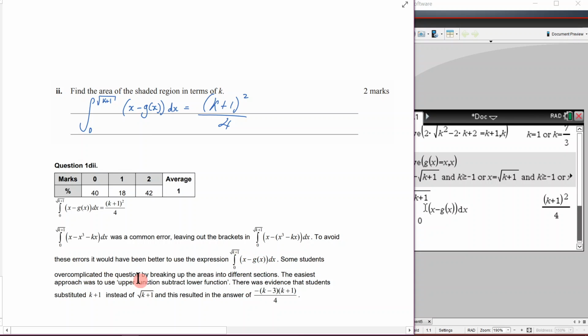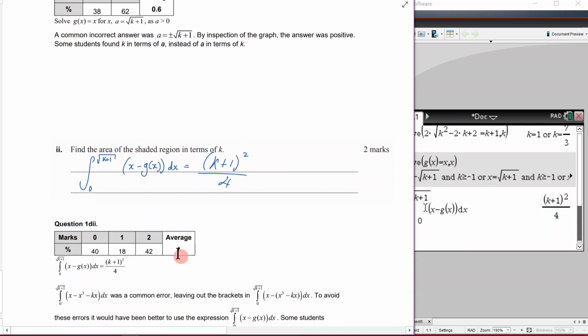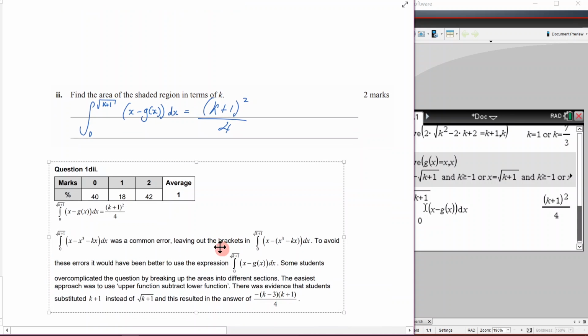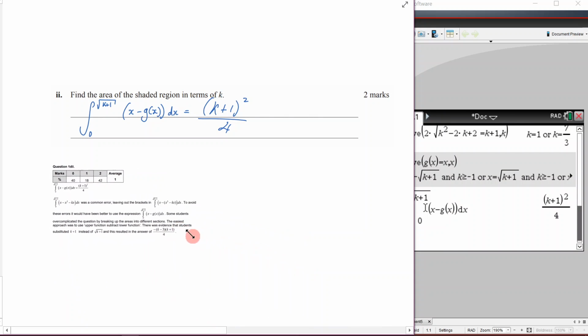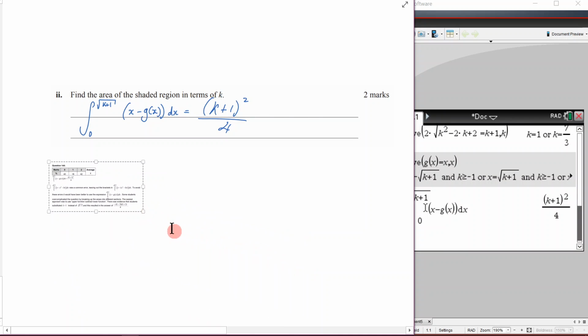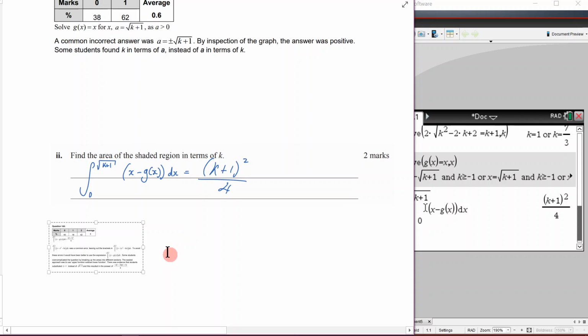Some students overcomplicated the question by breaking up the areas into different sections. The easiest approach was to use the upper function, subtract the lower function. There was evidence that some students substituted in k plus 1 instead of the square root of k plus 1, which resulted in the answer of this. So just be really careful. Again, I'm totally sympathetic to just silly mistakes. They happen, and you just got to be on your guard for them. So make sure you aren't making those silly mistakes.